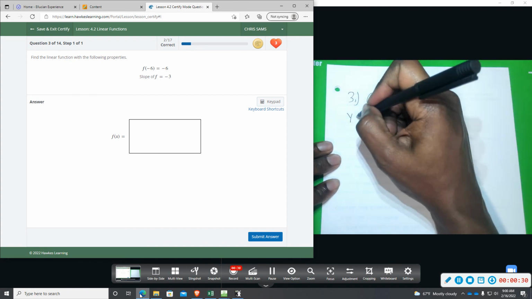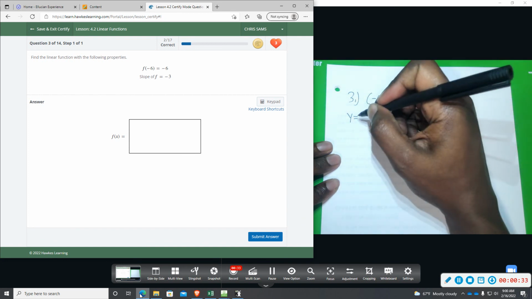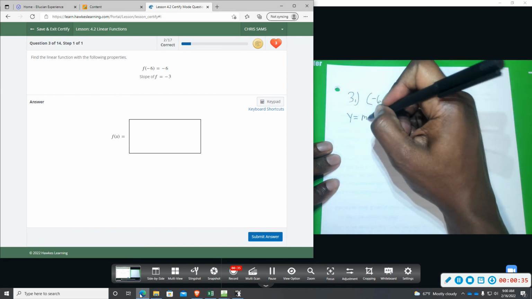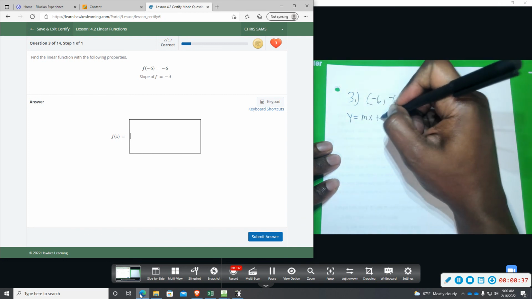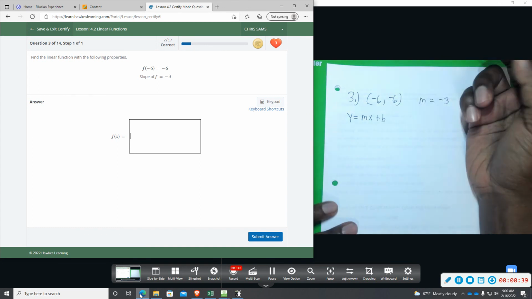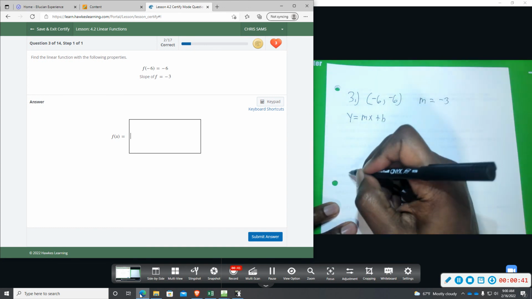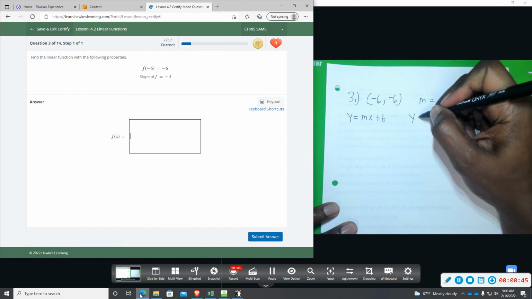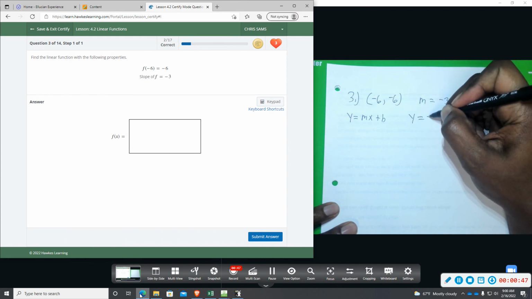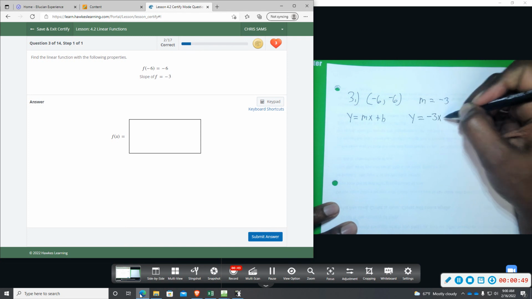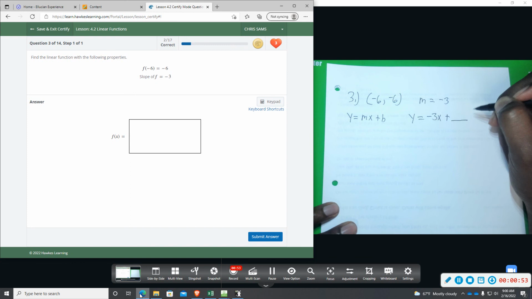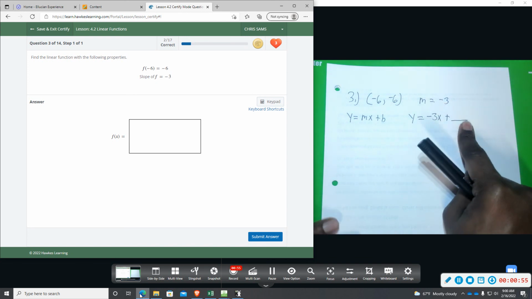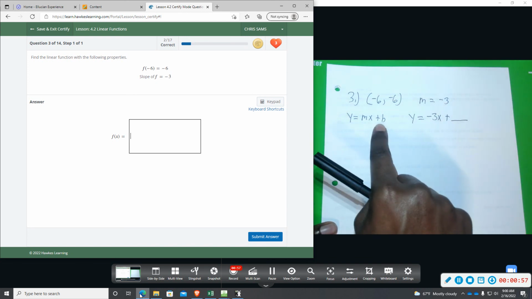show you 2 methods. So I'm going to write down y equals mx plus b. And remember, at the end of the day, we're trying to write the equation in slope-intercept form. So this is what I want to do. I want to write y equals, I already know my slope, -3x, and then plus, it could be plus or minus, the b value. So I'm going to do it in such a way that I'm going to try to figure out b.